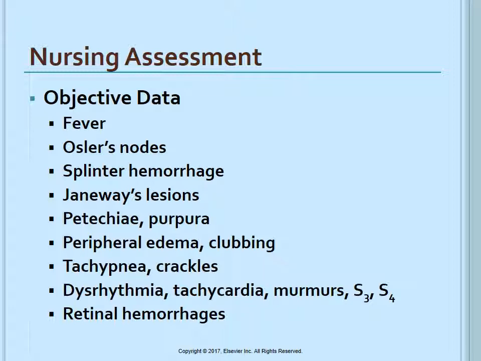When we assess respiratory, we're listening for increased respiratory rate and crackles in the lungs. For cardiovascular assessment, we'll listen for the rhythm of the heart. So we want to check and see if there is a dysrhythmia. We're also going to assess for tachycardia. Are there any new murmurs, particularly S3 and S4? And we'll also look for any retinal hemorrhages.